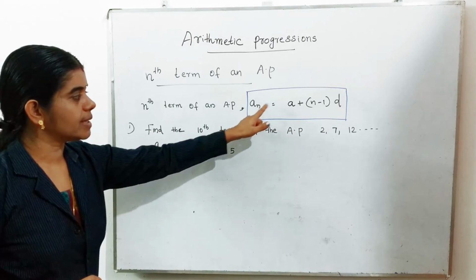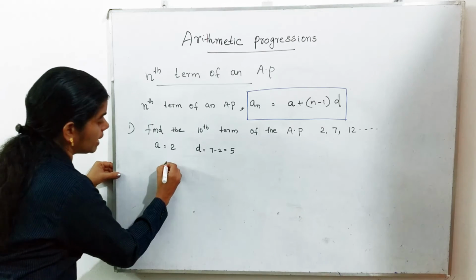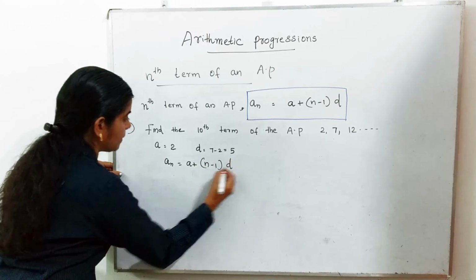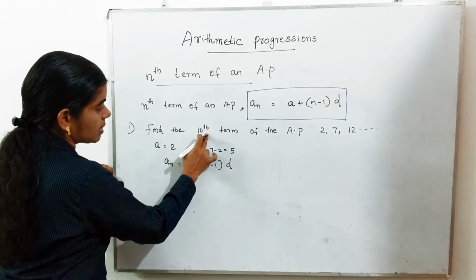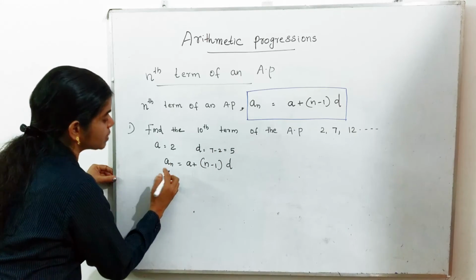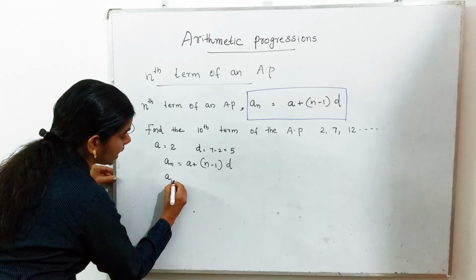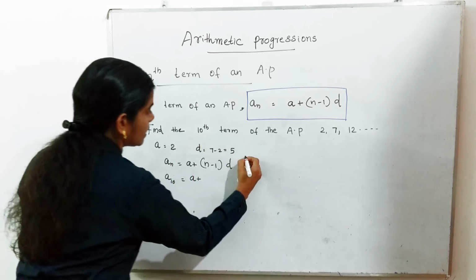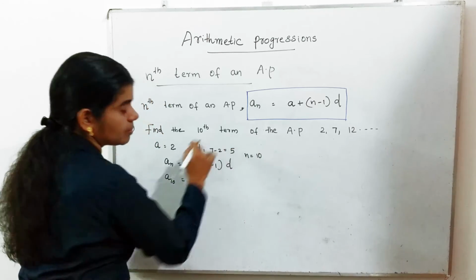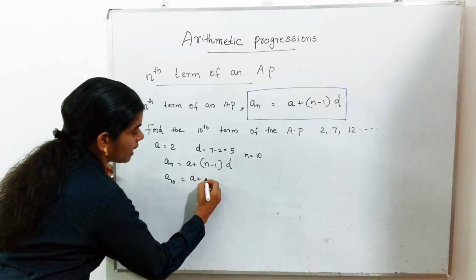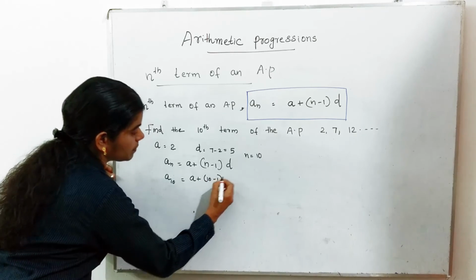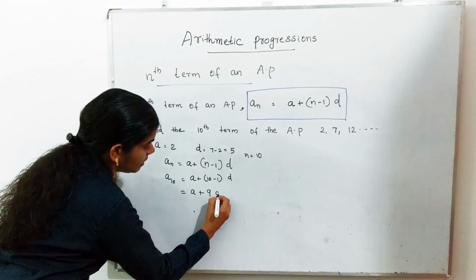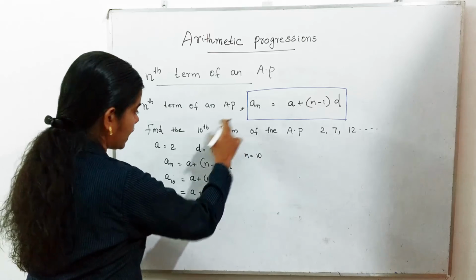Next you want to write the nth term formula. An is equal to A plus n minus 1 into D. Here which number? 10th term. Then in the place of n you want to give 10. A10 is equal to A plus, here n is equal to 10 because the 10th term you want to find out. In this place you can substitute 10 minus 1 into D. That is A10 is equal to A plus 9D.